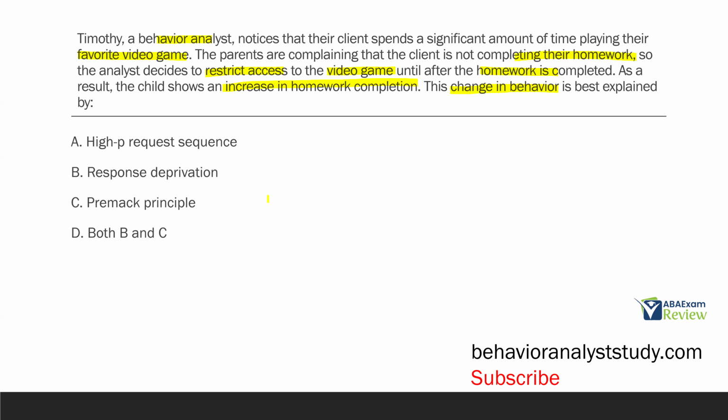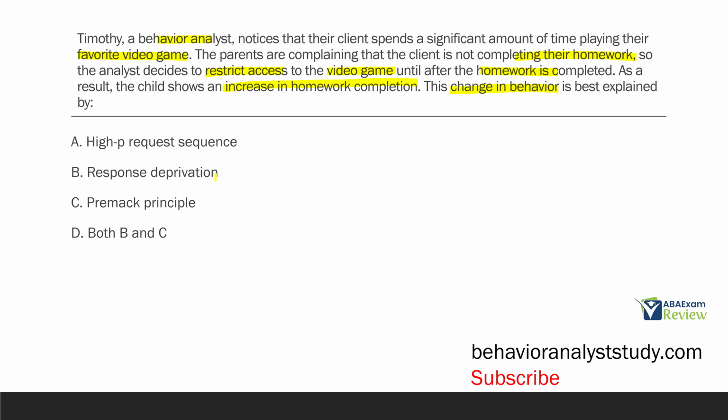A high P request sequence. Is this a high probability request sequence? It's not. It's almost the reverse. With a high P request sequence, the high probability requests come first, followed by those low probability requests. In this case, the client has to complete the homework first to play the game. So what's really happening here is B, response deprivation.